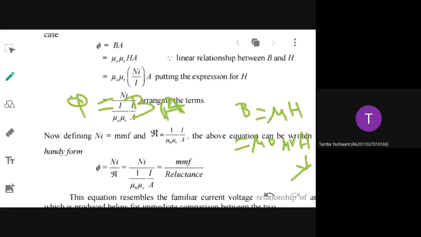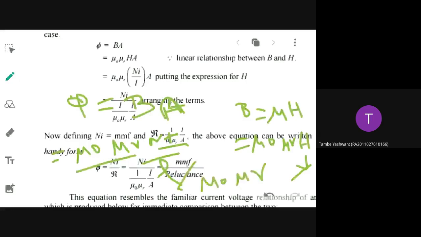Ni by L. That's what they have done. Mu naught mu r Ni by L. So this mu naught mu r in the numerator, they are bringing it here. That way there will be no change in the original equation. If you are rewriting, again it will go back to the numerator. That's all. Understood or not?